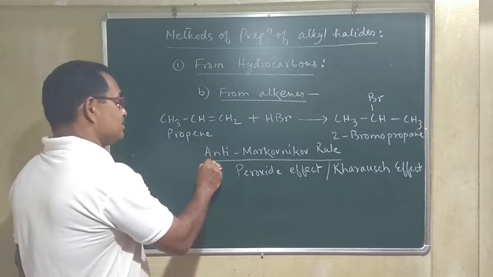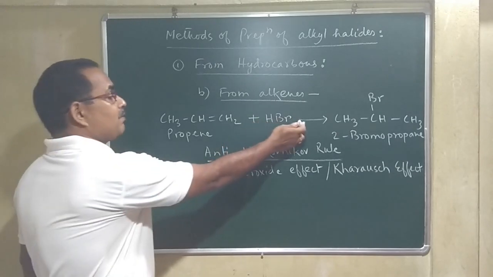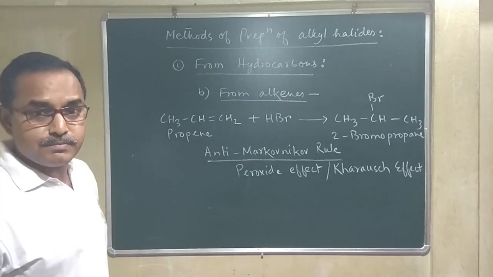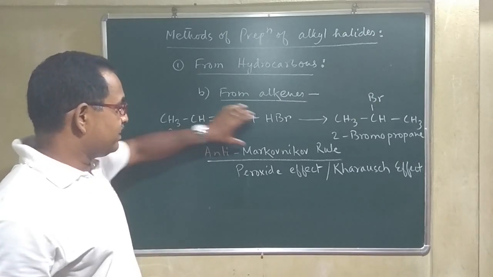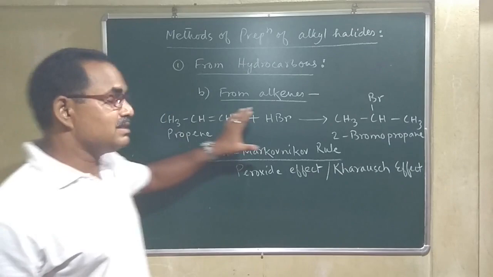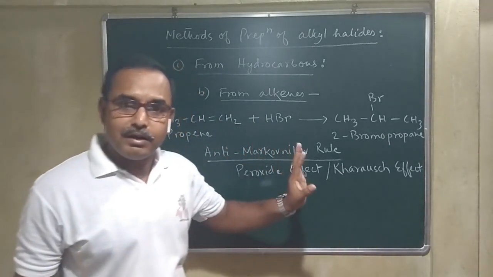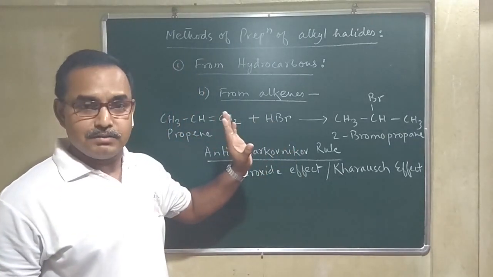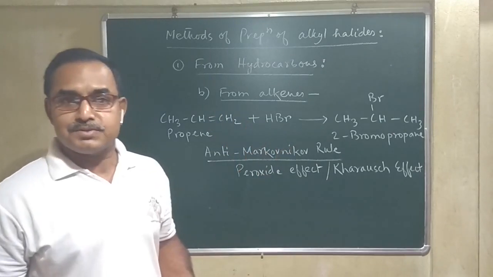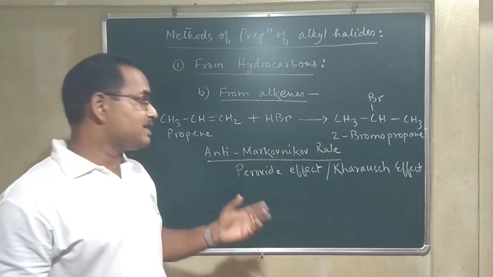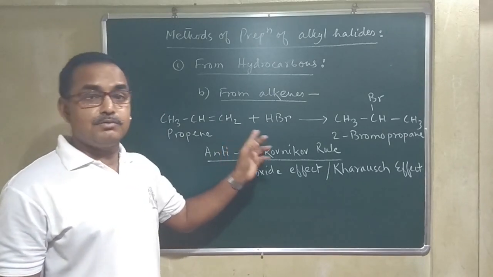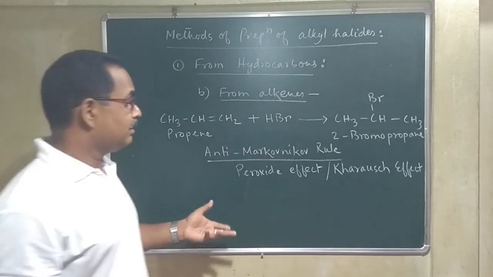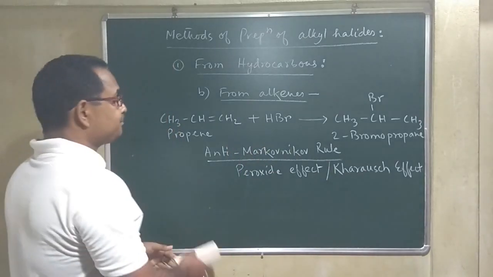This happens only when there is some peroxide in the reaction mixture, because we all know that addition of HBr to propene or any other alkene is electrophilic addition. But whenever we put some peroxide in the reaction, the mechanism of the reaction changes from electrophilic to what? To free radical. Okay, so we'll discuss that part.